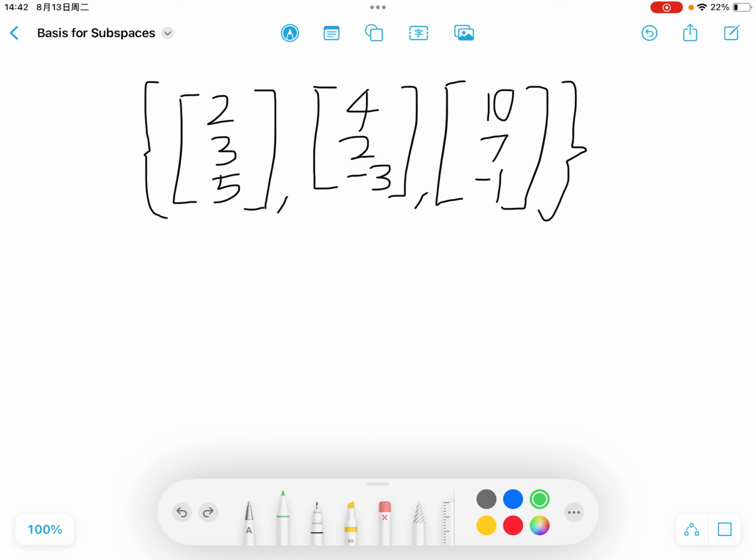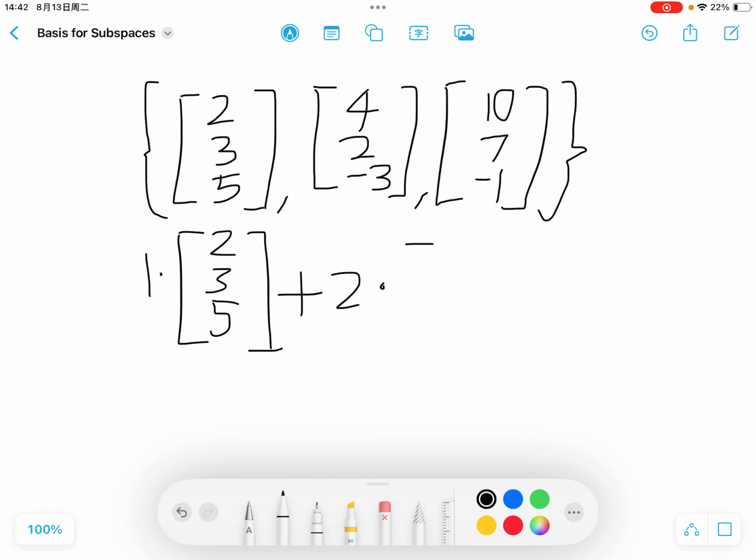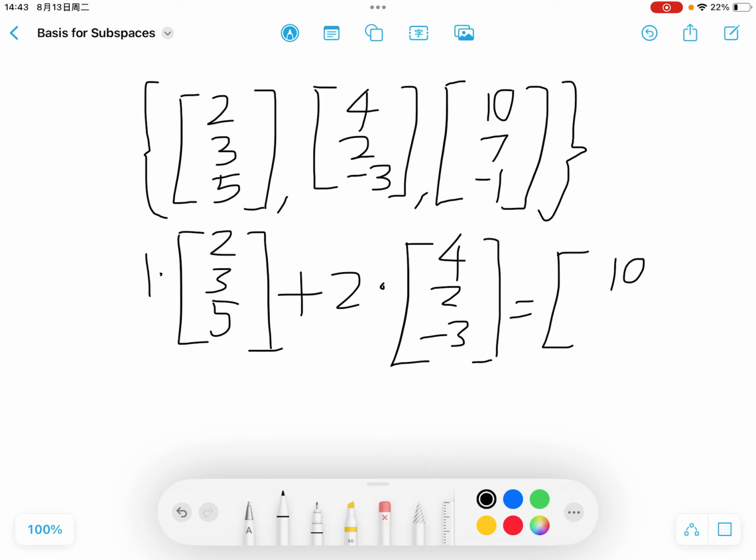However, that's not the case, because essentially we have 1 times (2, 3, 5). If we add that to 2 times (4, 2, -3), this will give us the resulting vector (10, 7, -1). So therefore, the three vectors are not linearly independent. So this is not a basis for the subspace R3.